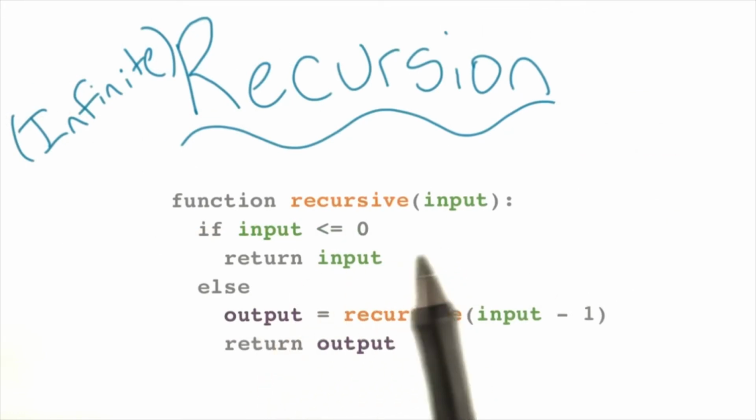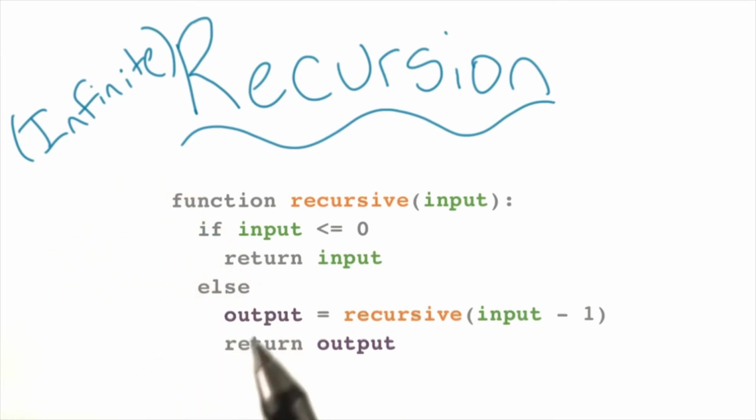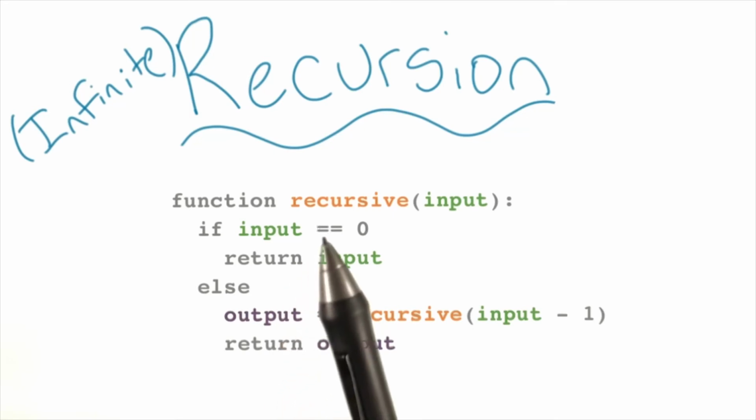If your base case doesn't make sense, you could end up doing infinite recursion. Let's say we change this base case just a little bit. All I did was get rid of the less than or equal to and replaced it with just equal to. Now, this code is going to run fine if we give it an input value of 2 or 1 or 4 or even a million. But if the input value was actually less than 0, this code's never going to return.